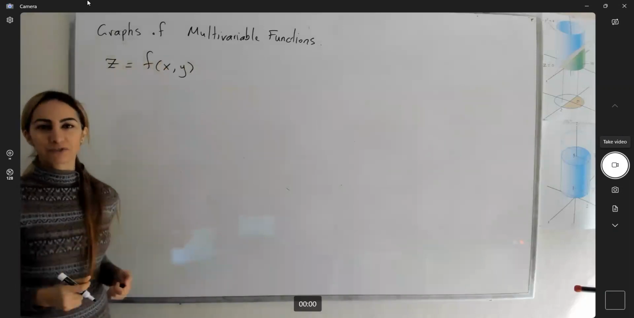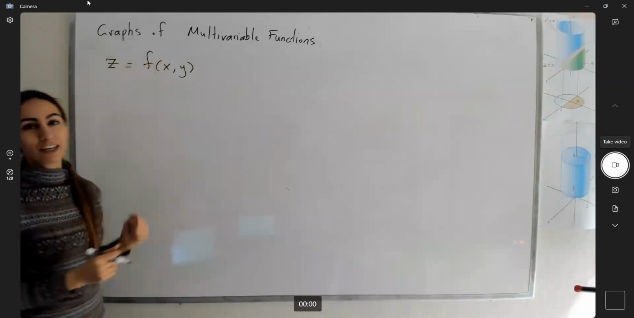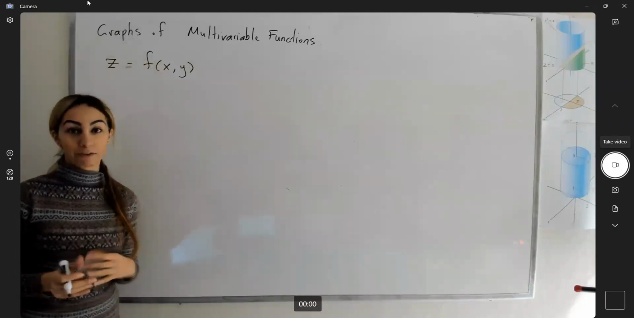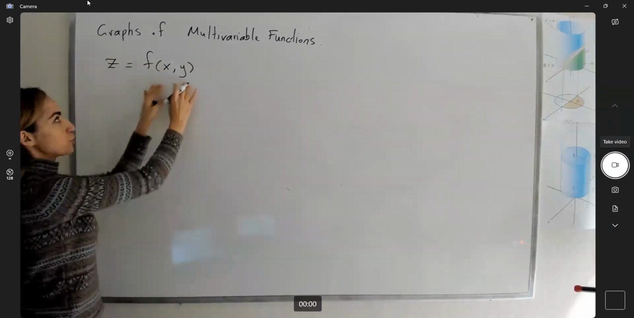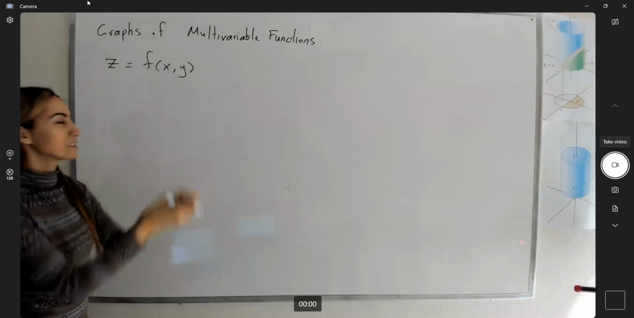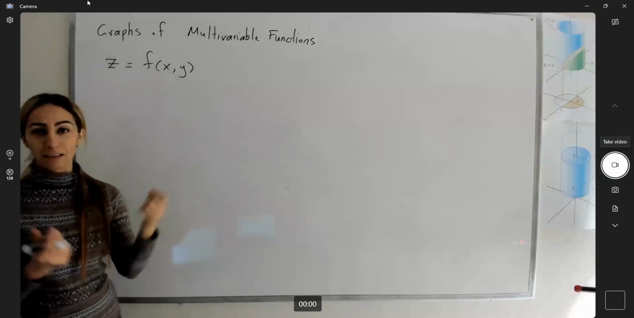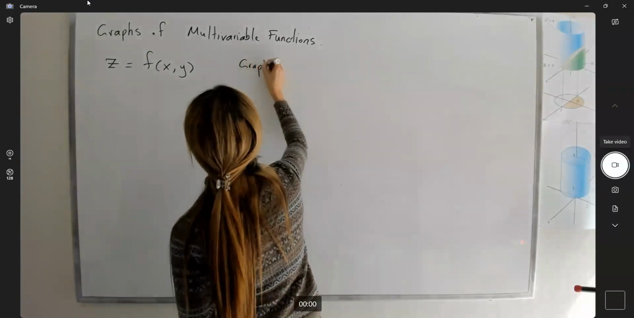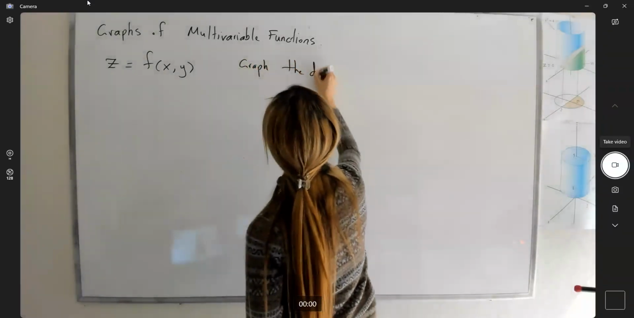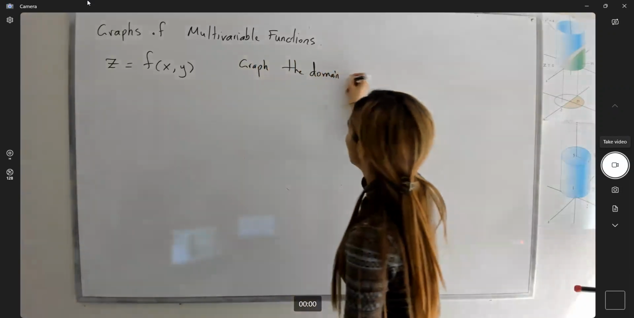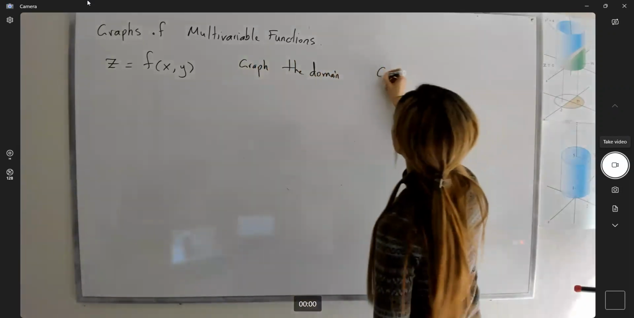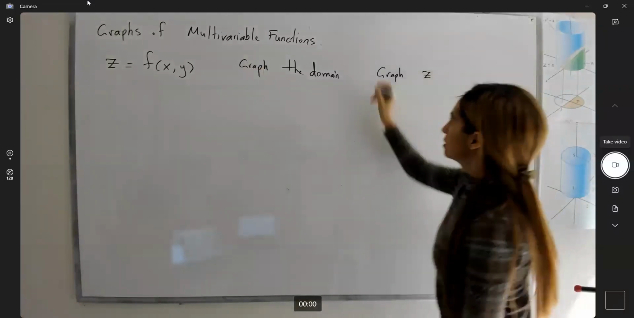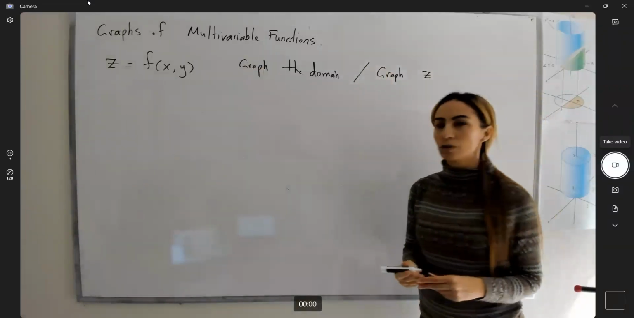Remember that we have two free variables, like x and y, and we can freely, not exactly freely, that depends on the definition of the function, choose x and y, and z depends on the choice of x and y. Then we can graph the domain, and also we learned that we can graph the function z as well. So far we talked about these two.